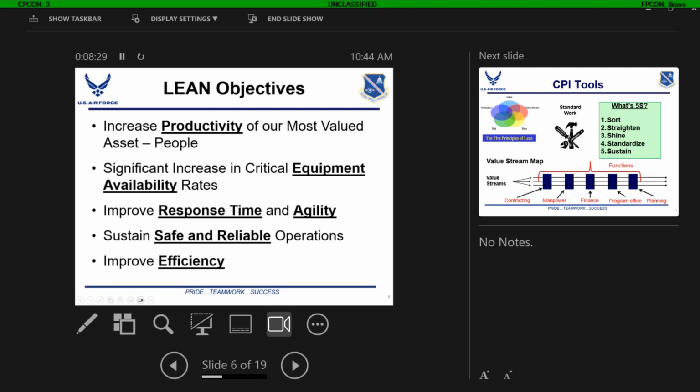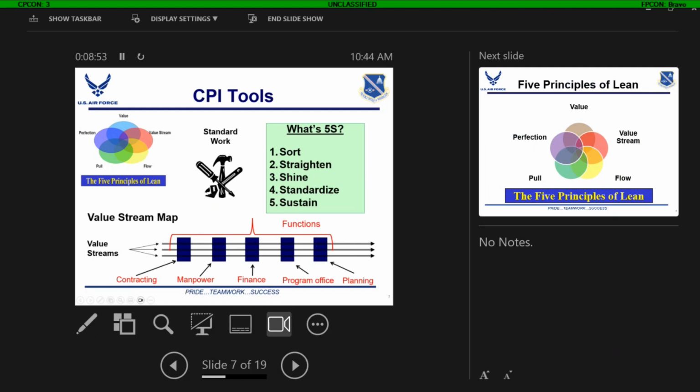Lean's objectives surround productivity, equipment availability, improving response times and/or agility, sustaining safe and reliable operations, but overall improving efficiency. Some CPI tools that you will hear of and learn more of if you decide to further your knowledge about CPI are the 5 principles of lean, standard work, 5S, and value stream mapping.